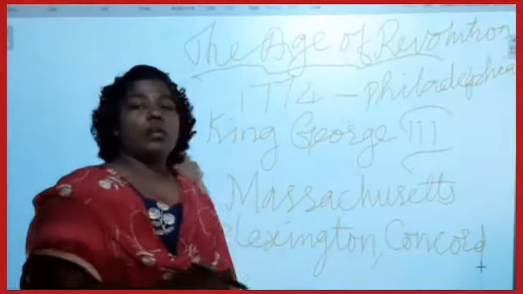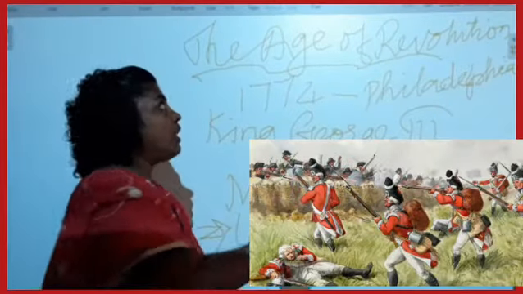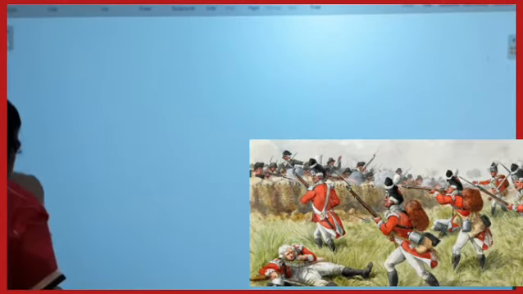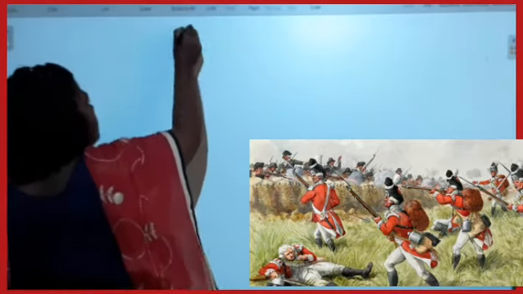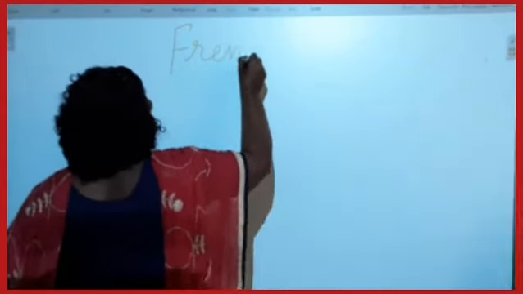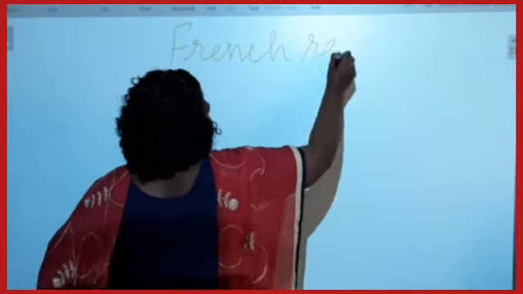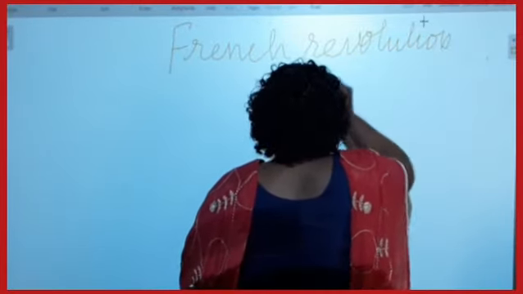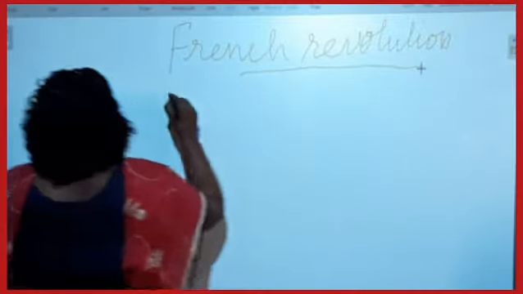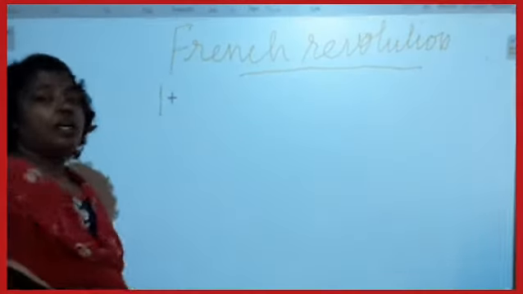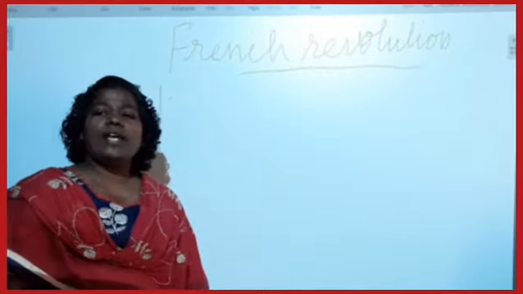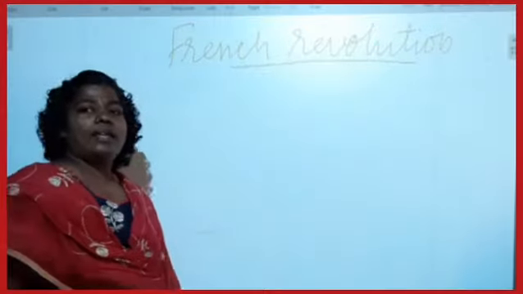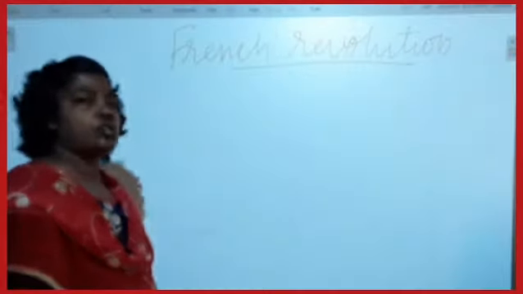The next thing we are going to see is the French Revolution. Okay, what was the reason for the French Revolution? There are different reasons for the French Revolution. The first one is unequal and unjust rule, unjust society.